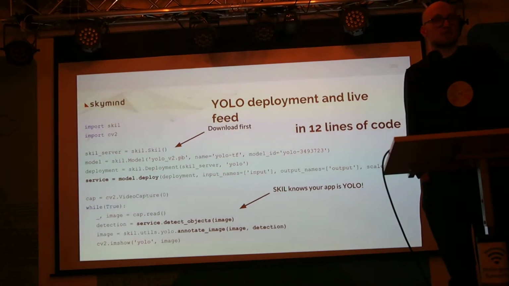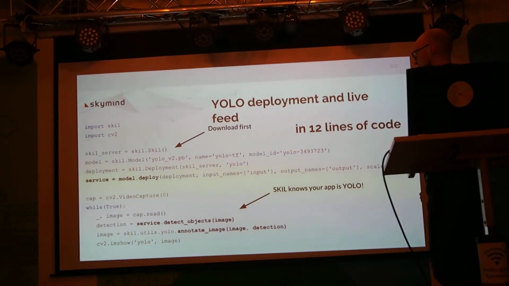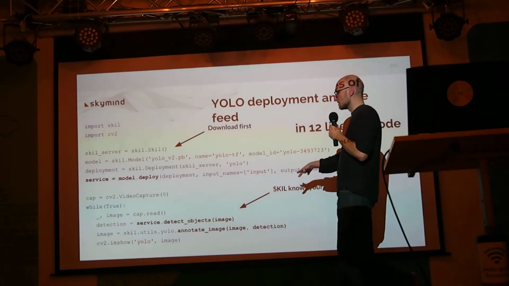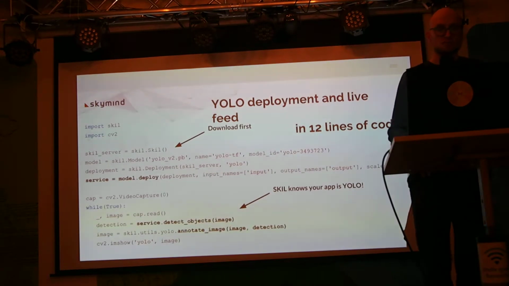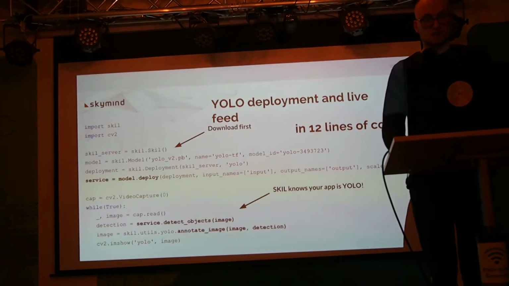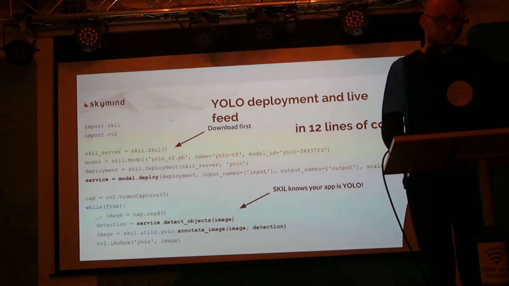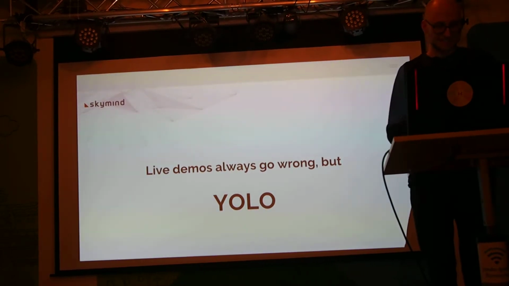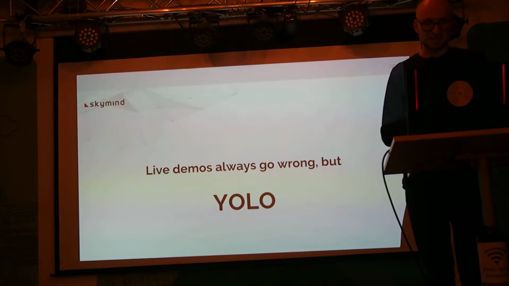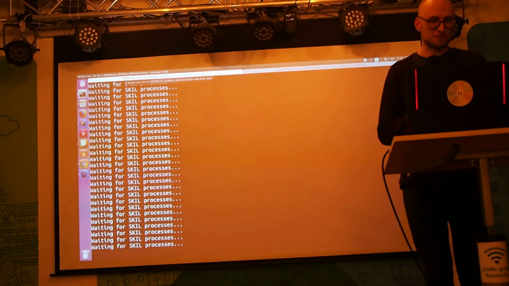Which is just a numpy array, could be also fine, right? And afterwards, we have a little utility functionality which annotates your image. And that's really all you have to do, right? And then your model is live, right? So demos always go wrong, but YOLO, right? So I have prepared a YOLO demo for you.